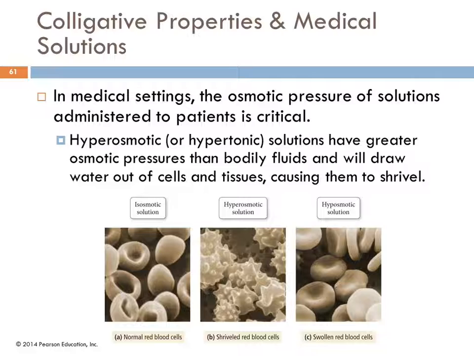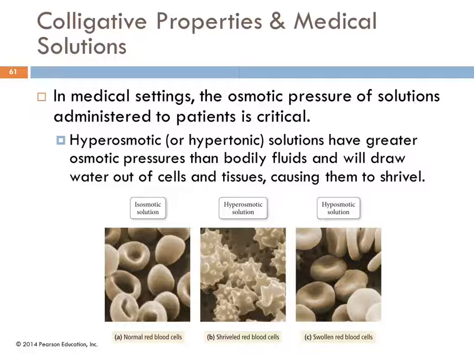Colligative properties in medical solutions. Osmotic pressure is really, really important when solutions are administered as IV fluids. What they do is they typically talk about a solution, they talk about the osmotic pressure relative to whatever situation they're dealing with. Could be compared to blood, right? You want the osmotic pressure of the solution that you're putting into someone's blood to be the same as the blood.